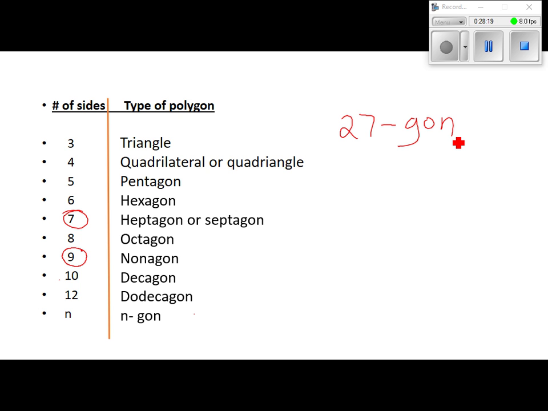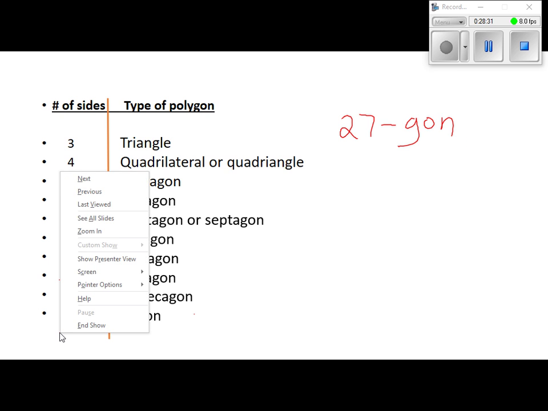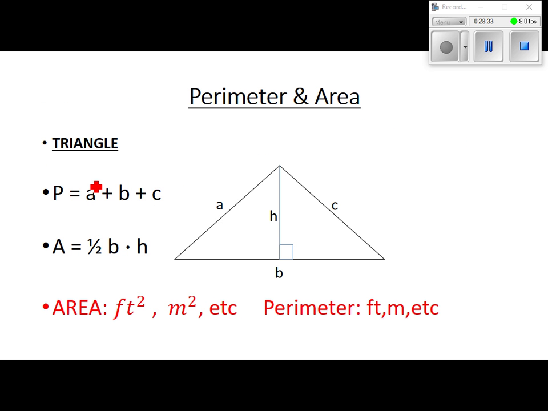All right? If it had 52 sides, what would you call it? 52-gon. All right? Because we don't want to try to memorize names for every possible shape there is in the world. There's an infinite number of them, and we could never do it. Next one, write this down.